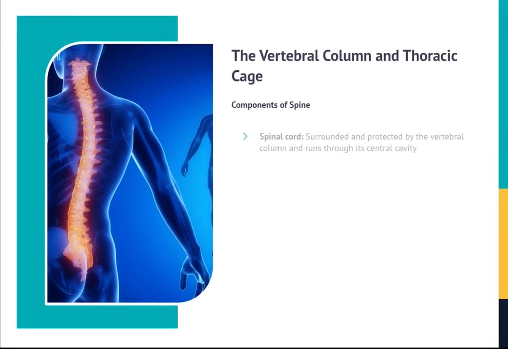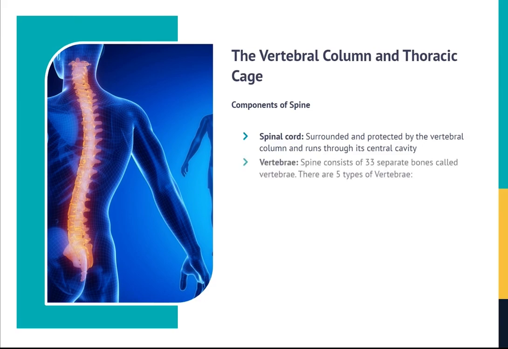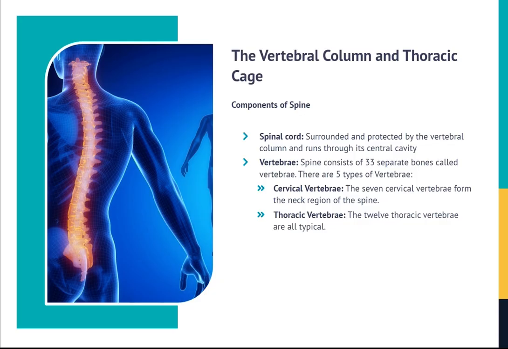Components of spine. Spinal cord. Surrounded and protected by the vertebral column and runs through its central cavity. Vertebrae. Spine consists of 33 separate bones called vertebrae. There are 5 types of vertebrae.